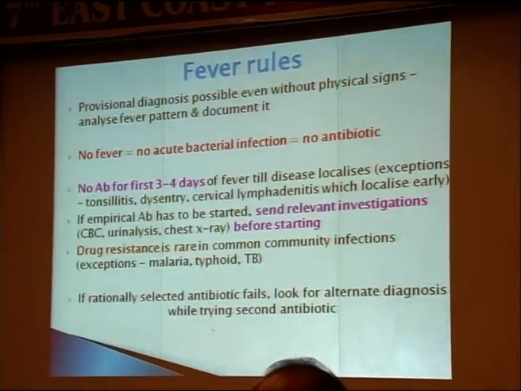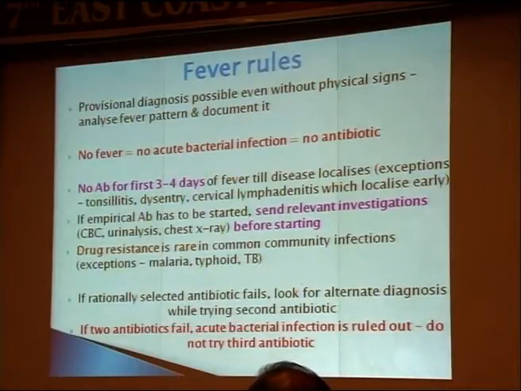Typhoid, TB where we see drug resistance, otherwise it is rare. So this next rule is an offshoot of this: if a rationally selected antibiotic fails, look for an alternate diagnosis while trying a second antibiotic. But if the second antibiotic also fails, acute bacterial infection is ruled out.